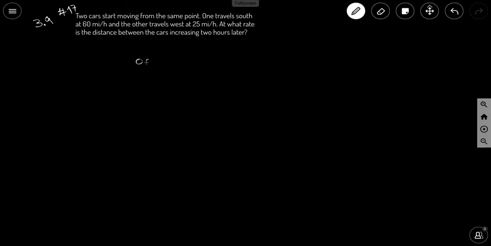So this is one car and it's going west, because never eat soggy waffles. So it's traveling west at 25 miles per hour. And then the second car is traveling south at 60 miles per hour.